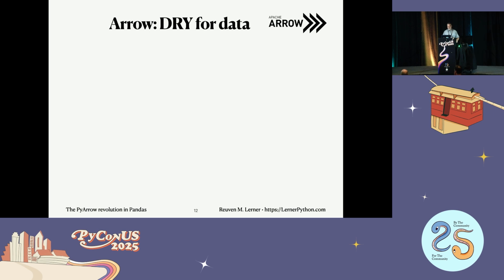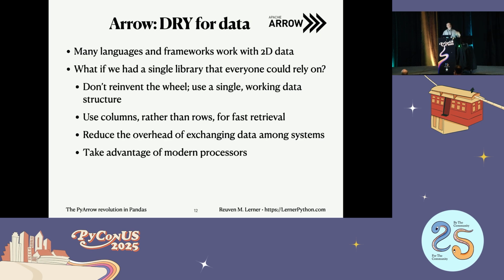So we've got Arrow, which is dry for data, right? I know, you probably think your data at work is already dry enough. We'll make it even drier. Basically, there are many packages, languages, and frameworks that work with two-dimensional data. So what if we had one library that everyone could use, right? Don't reinvent the wheel. That's the whole idea of dry. We have a working data structure. What if we use columns explicitly, internally, and all sorts of other places for our fast retrieval? We could reduce the overhead of moving data between different systems and even take advantage of modern processors.